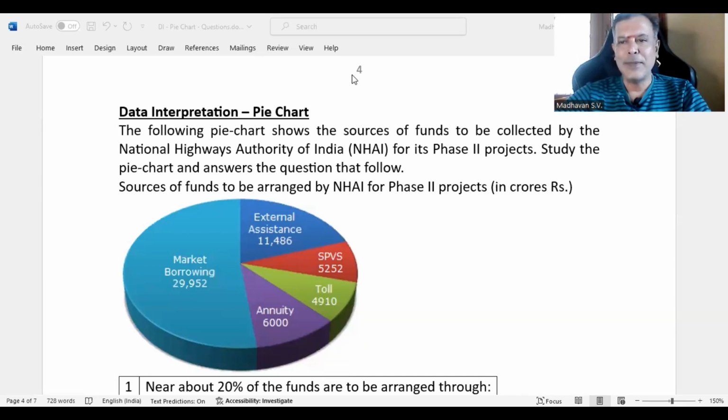Hello everyone. In this video, we will understand how to do data interpretation from a pie chart. The following pie chart shows the sources of funds to be collected by the National Highways Authority of India for its phase 2 projects. Study the pie chart and answer the questions that follow.